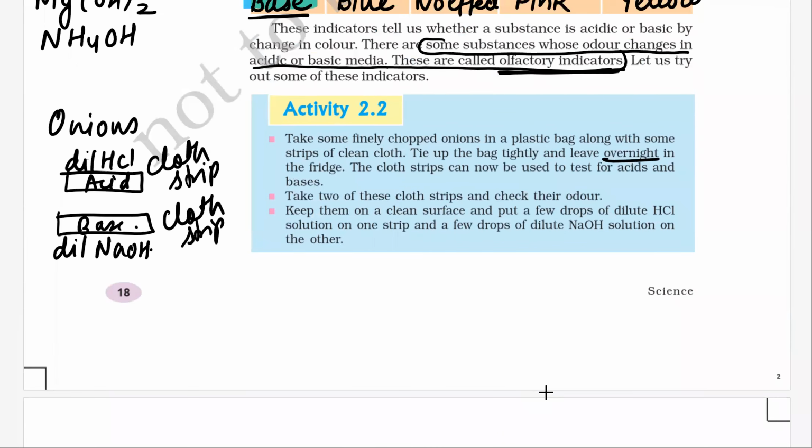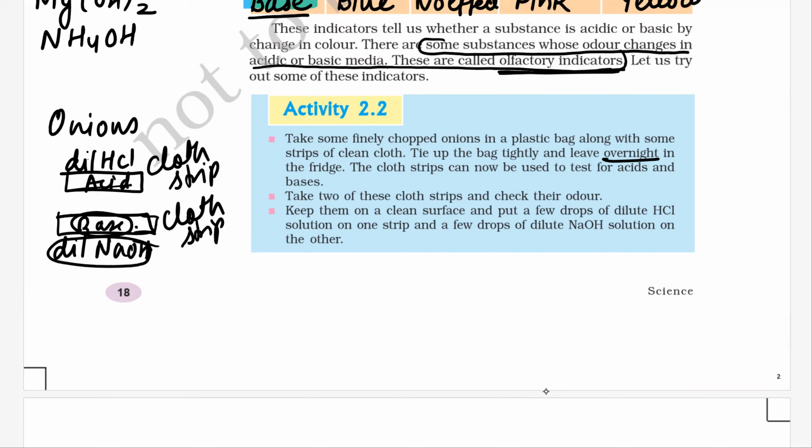So actually what happens with base, the characteristic smell of onion will be completely destroyed. With the base, the smell of onion is completely destroyed, and with acid it will remain as it is.